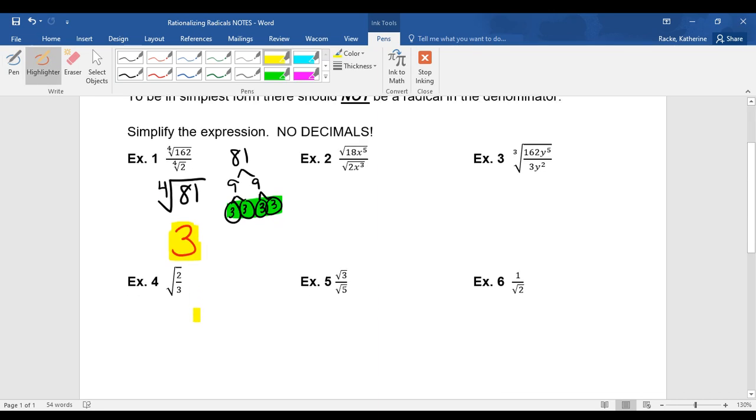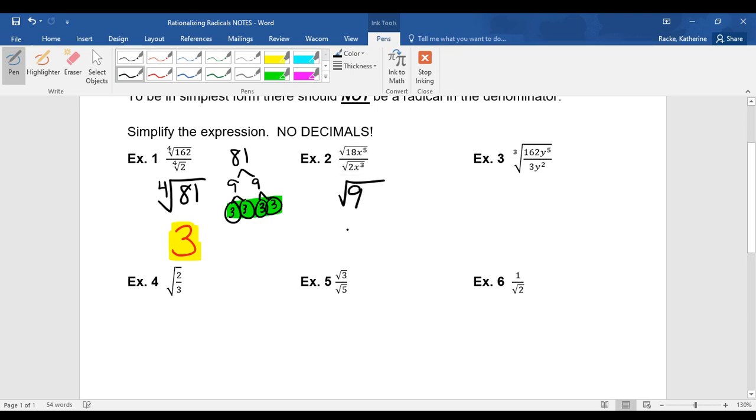All right, example 2. I have the square root of 18x to the 5th, divided by the square root of 2x to the 3rd. So now we have some variables. Let's first do 18 divided by 2 to give us the square root of 9.